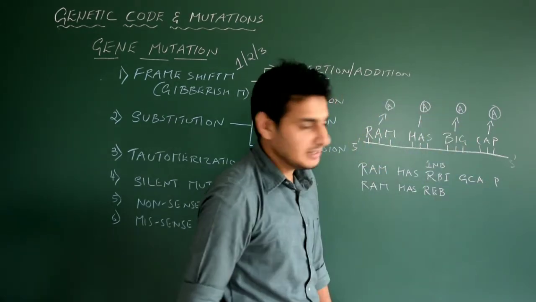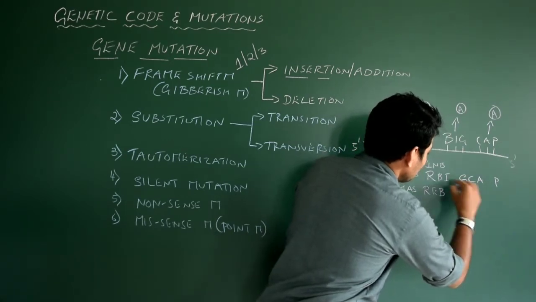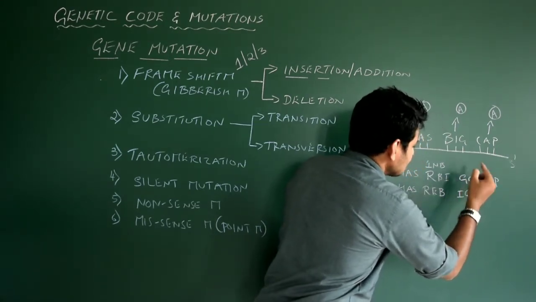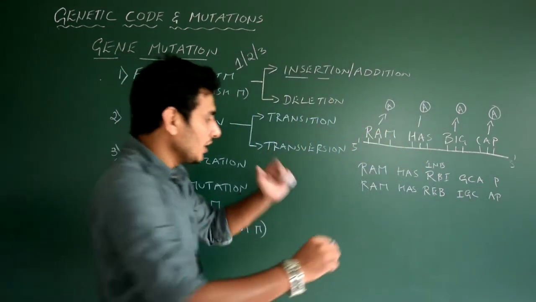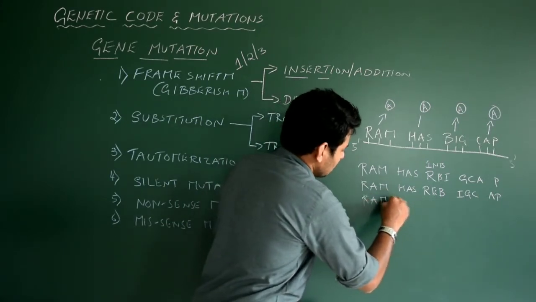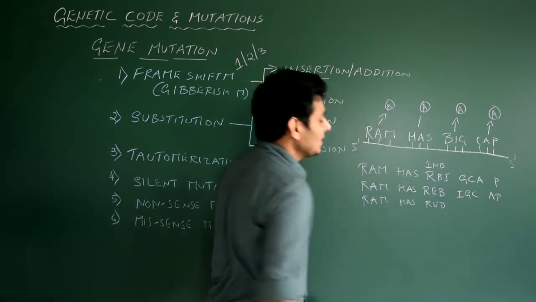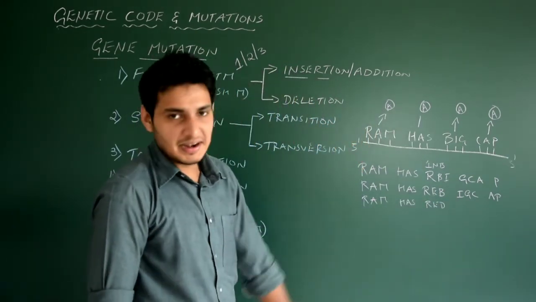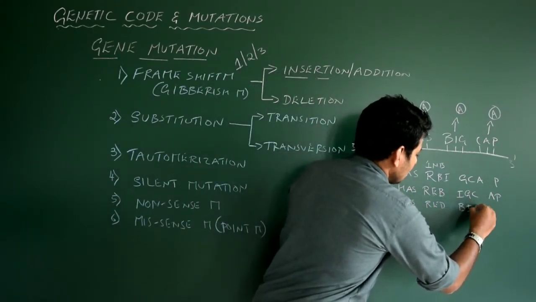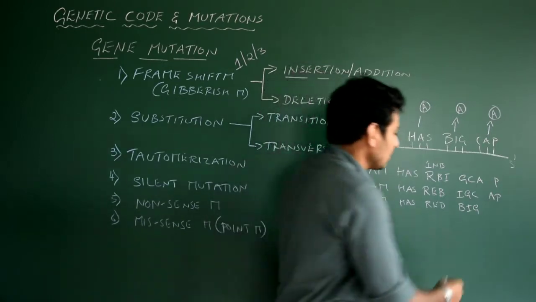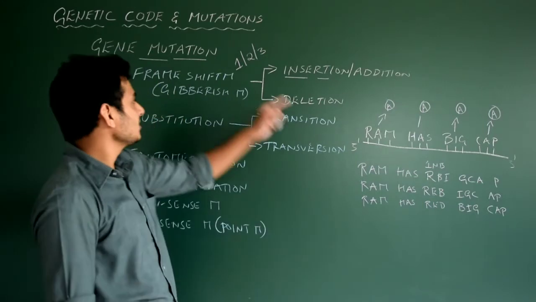See, REB, and now this I shifts between, and now it makes a codon with IGC, and what is now remaining? AB is remaining. Yes. If I add the 3rd nitrogenous base, Ram has RED. Between E and B, I am going to add another nitrogenous base, that is D, RED. A new codon is formed. This B now shifts, with I and G, making it a codon. Then CAB. This is frame shift.